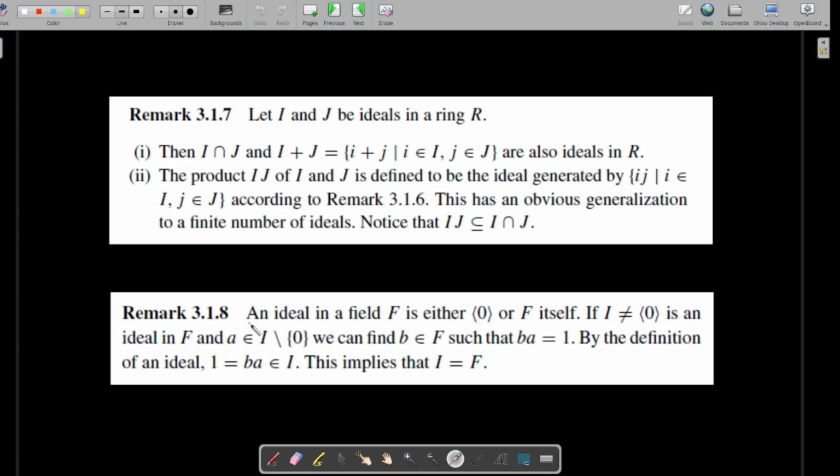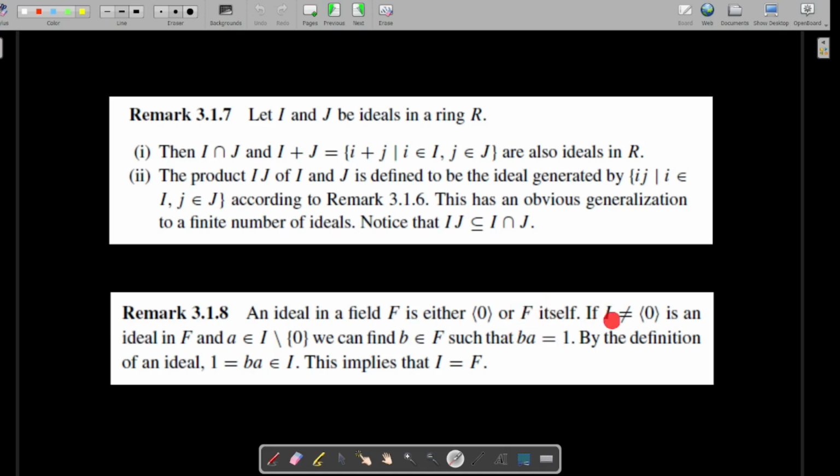Another important remark here: an ideal in a field F is either the set 0, that is the ideal generated by 0, or F itself. Field means that it is a ring in which every non-zero element has an inverse. Suppose this F has an ideal I, and let it be not equal to the ideal generated by 0, which means it contains only the 0 element. We have to show that this I is equal to F itself.